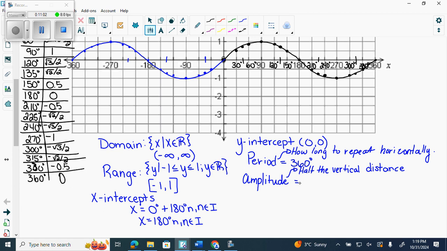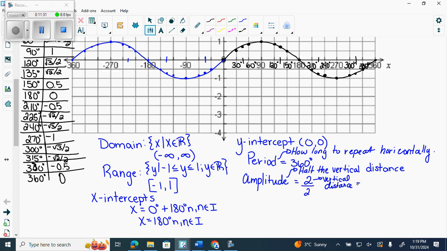So what is the vertical distance from low to high on this graph? 2, because we're going from -1 to 1. Do you agree? So from -1 to 1 is a vertical distance of 2. So amplitude is the vertical distance divided in half, correct? This is the vertical distance. So what is my amplitude? 1.